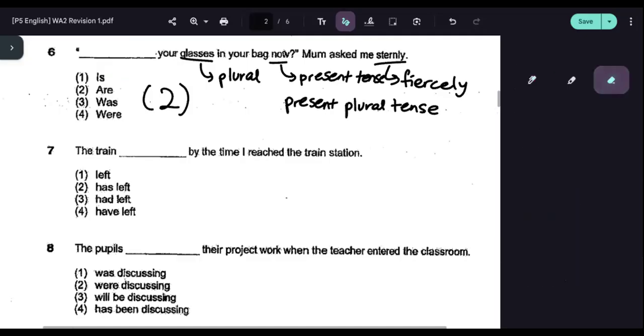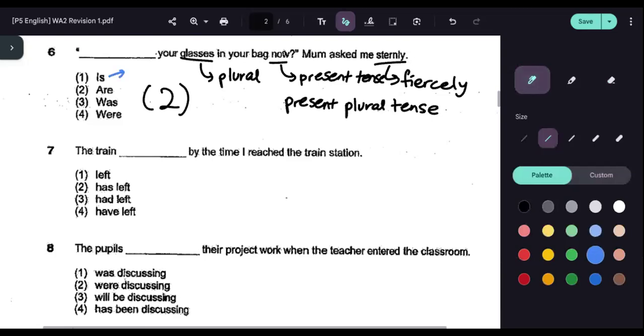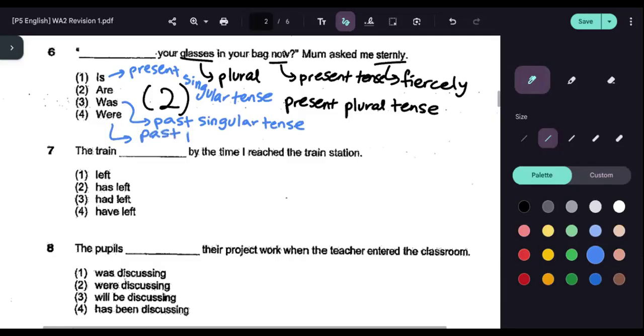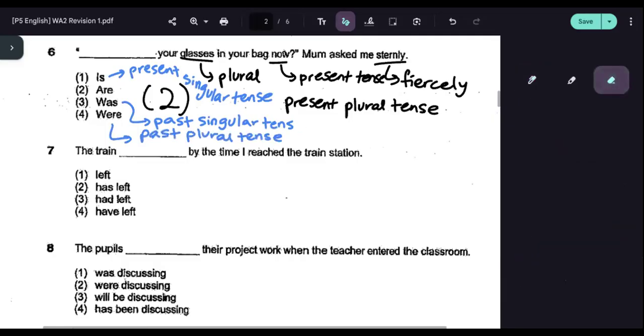Is for present singular tense. Was is for past singular tense. Were is for past plural tense. Okay, I think was and were can change color.